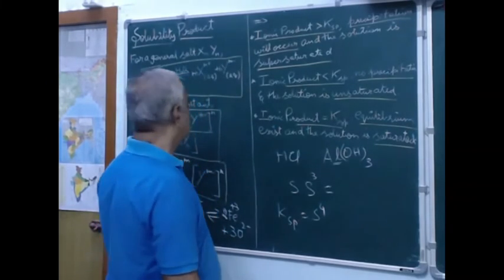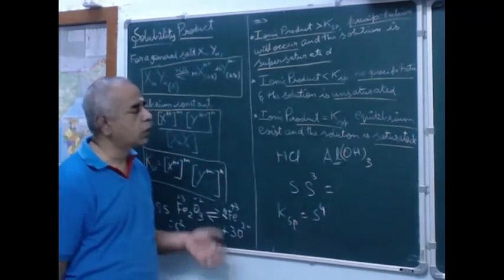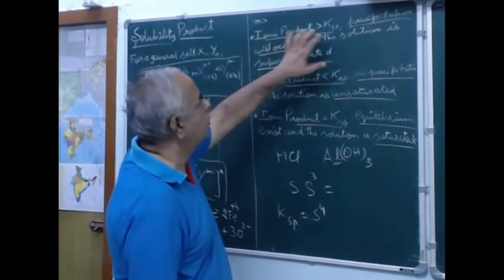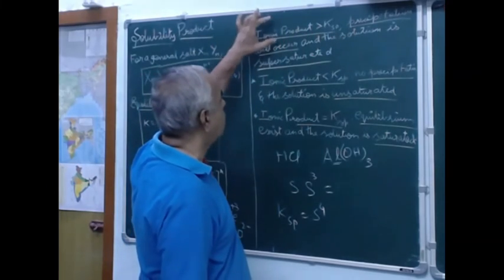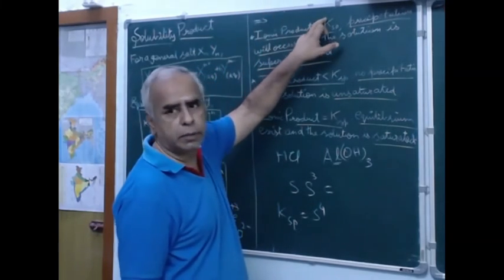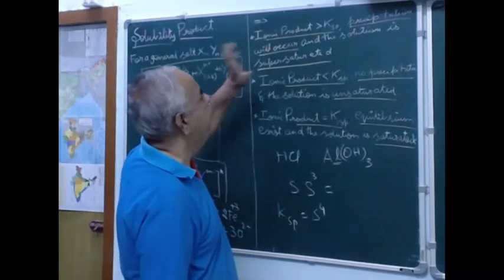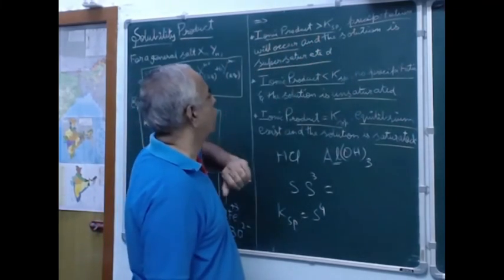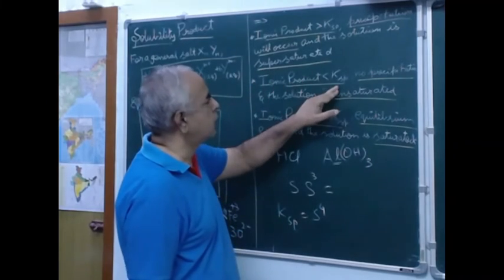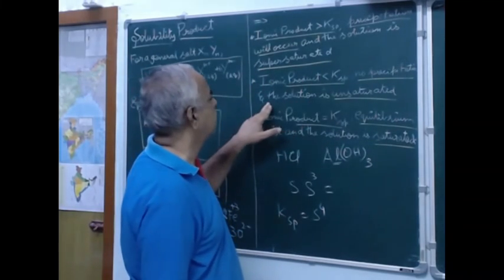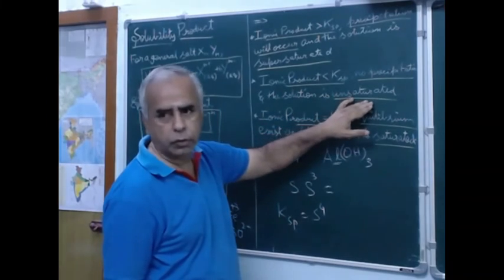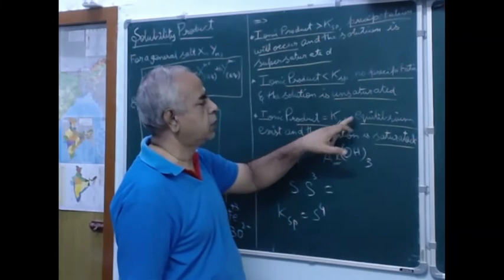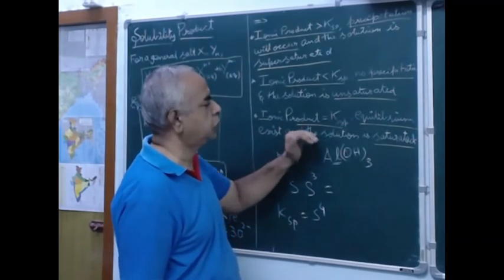Now you may ask me, sir, what is the use? What are the applications of solubility product? When the ionic product is greater than the solubility product, then precipitation will occur and the solution is supersaturated. When the ionic product is less than KSP, then there is no precipitation and the solution is unsaturated. When the ionic product is equal to KSP, the solubility product, equilibrium exists and the solution is saturated.